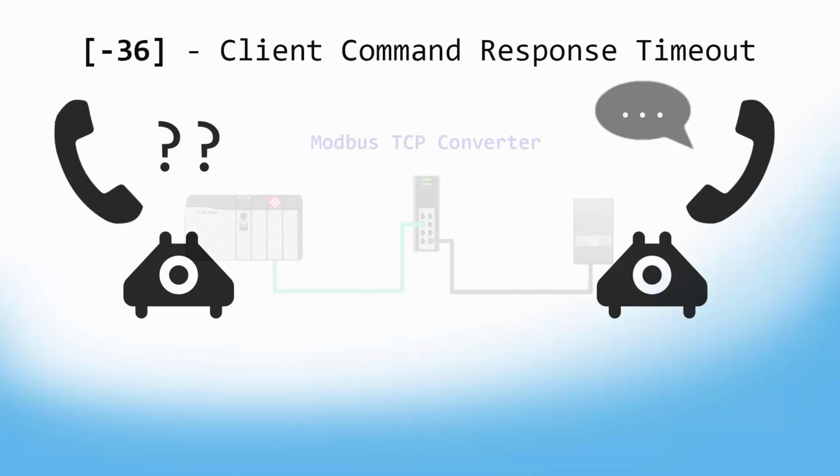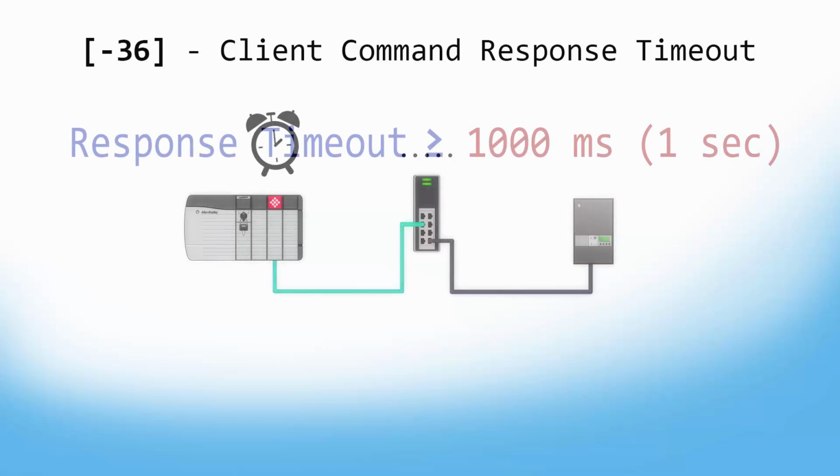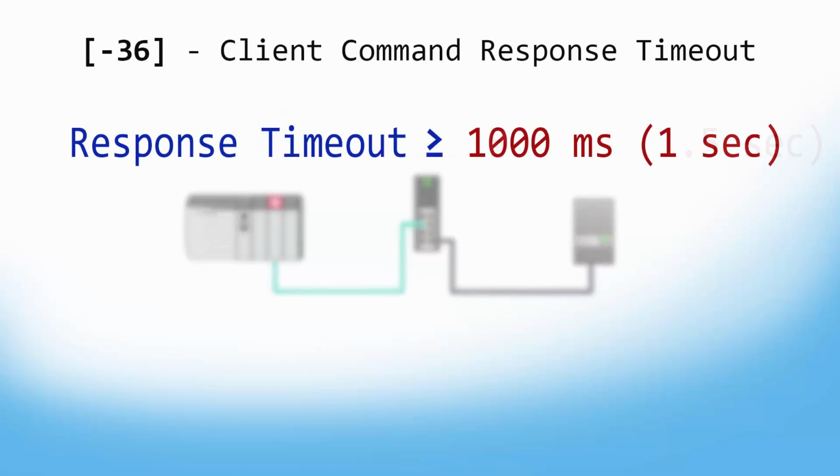This error typically comes up when there is some kind of Modbus TCP converter being used to enable communication between Modbus RTU and TCP devices. The process can slow down communication and cause the message to miss the response timeout window. The solution is to increase the response timeout.